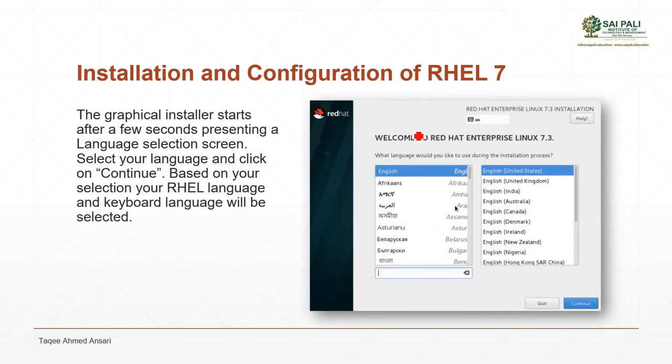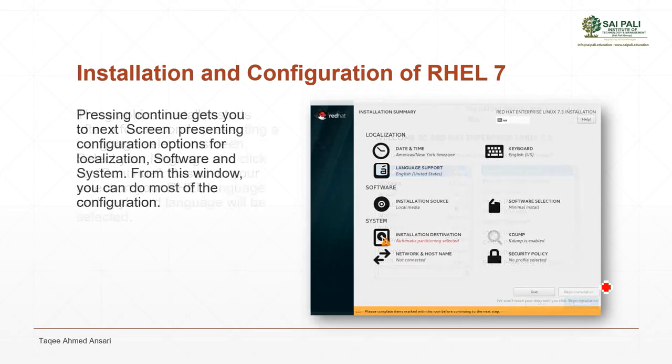you will see this first option. This option is to select your language. That means you have to select what language you want and which regional language you want, and after selecting it you will press Continue. When you press Continue, it will open this screen. Now from here you have to configure all these options. Just like we did in the text-based installation, we have the same options here, but in graphical form. So one by one you can configure all these options.